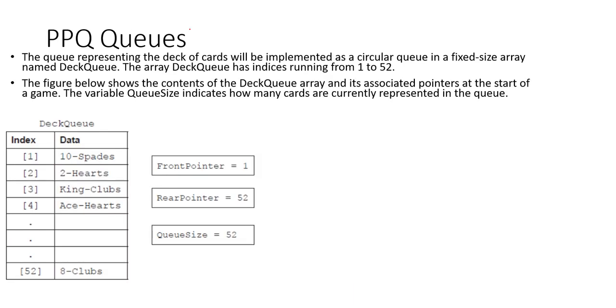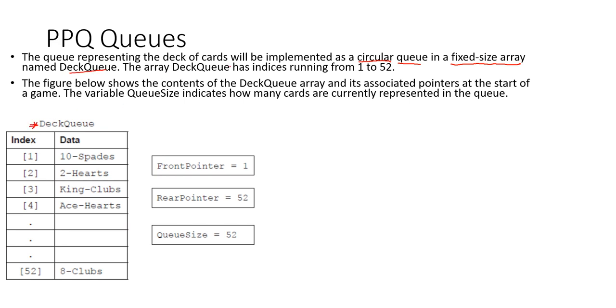So here we've got a simple past paper question on queues. Deck of cards implemented as a circular queue. If you're going through questions, highlight the important bits. So this is a circular queue in a fixed size array. We mentioned that being called a static data structure earlier. And it's named deck queue, so I can identify it there.